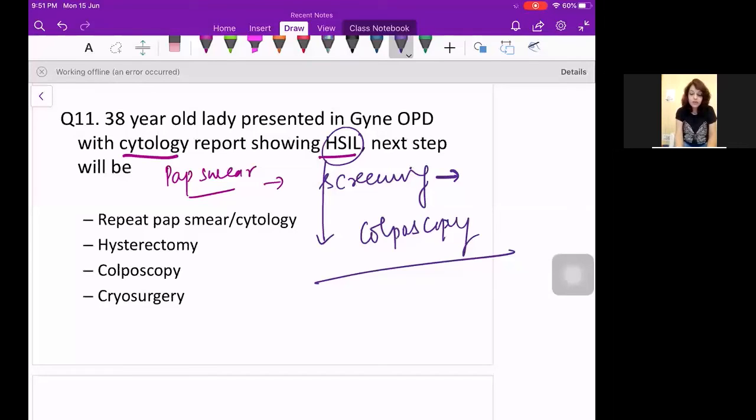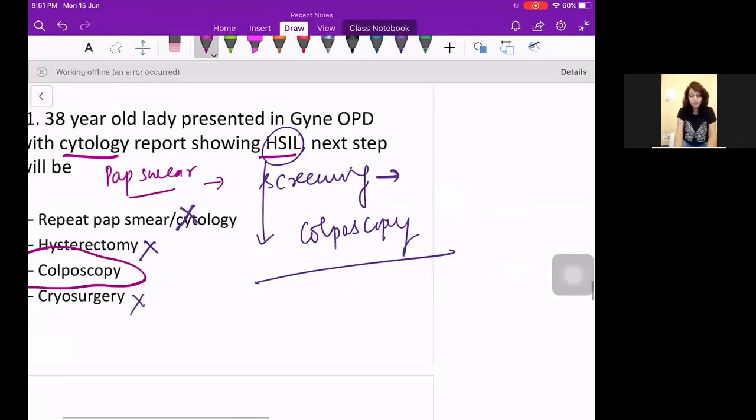So I'm not in favor of repeat pap smear. I'm not in favor of hysterectomy because it is just a screening test which has shown HSIL. Cryosurgery, again, I'm not in favor. So the answer to this question straight away goes for colposcopy.